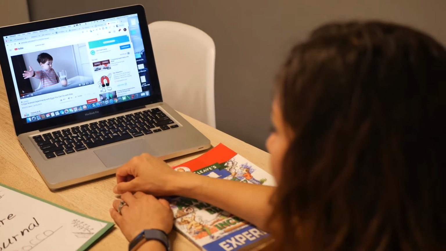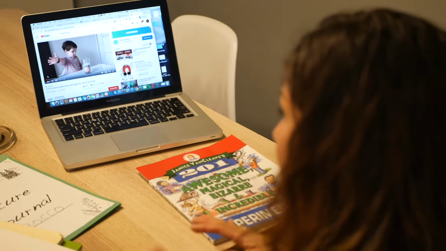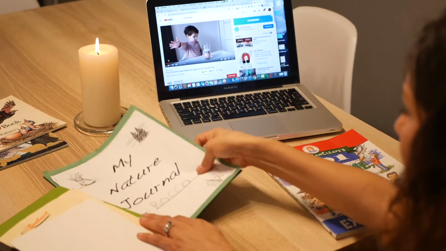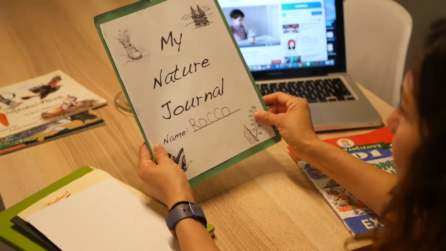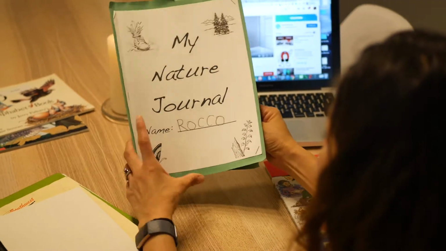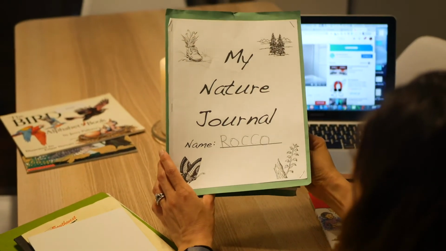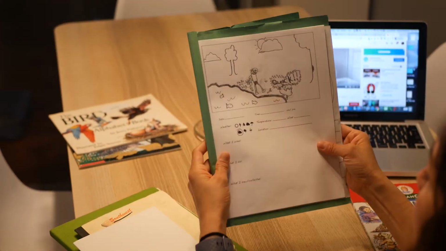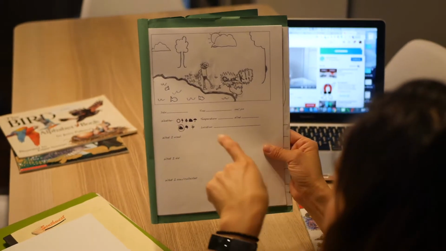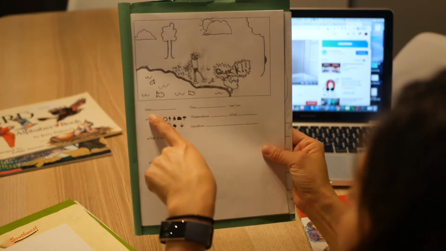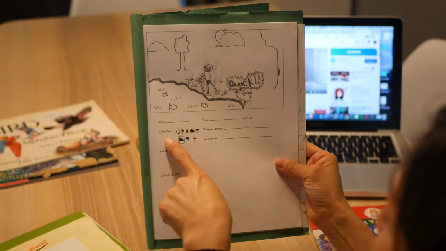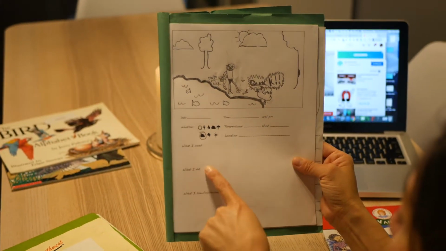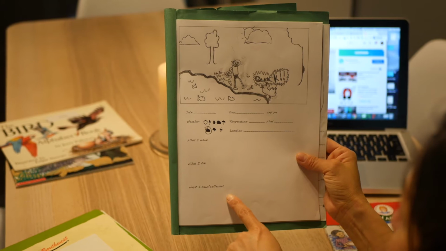So those are fun. And some other ideas that I have are, for example, a nature journal. This is one we did last year, and I basically made this one myself at home. I just printed this page, I made these little questions or data that they can enter: the date, the time, the weather, the temperature, the wind, the location, what I used, what I did, and what I saw or collected.